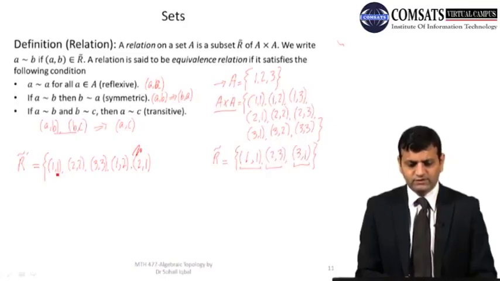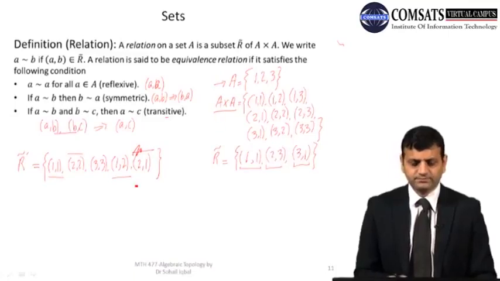We can see that all the compositions are also in this set. For example, the composition of (1, 1) and (1, 2) is basically (1, 2), which is also in this set. Similarly, the composition of (2, 1) and (2, 2) is also in this set, namely (2, 1). Similarly, other compositions also belong to the set. So this R tilde prime satisfies all three properties of an equivalence relation. So this relation, which is a subset of A cross A, is an equivalence relation.